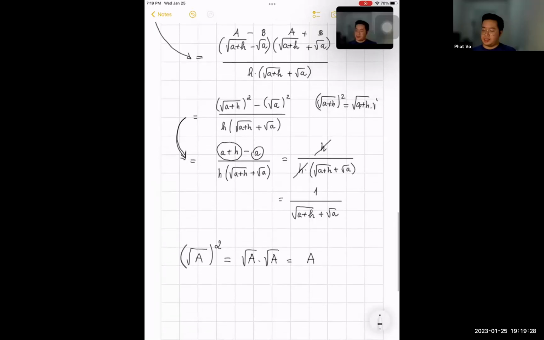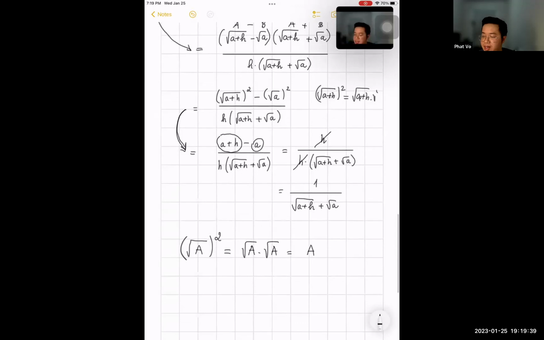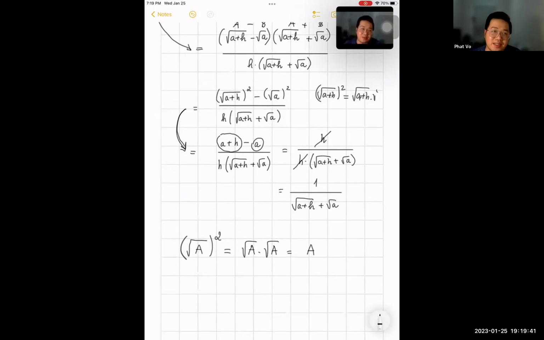Okay. So after that, you see a minus a is 0. So the numerator now is just a single x. And after that, you reduce. You can simplify x in the denominator and numerator. Okay.